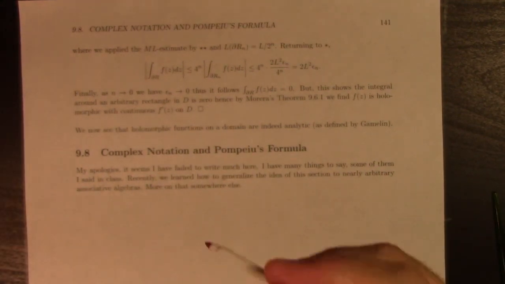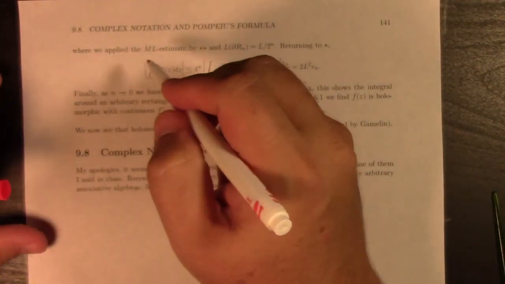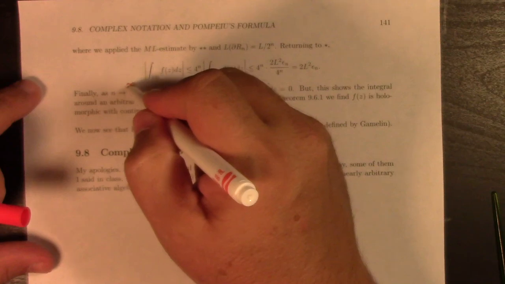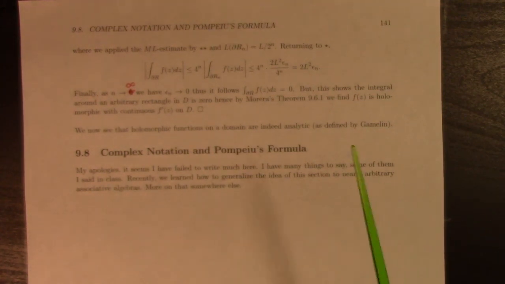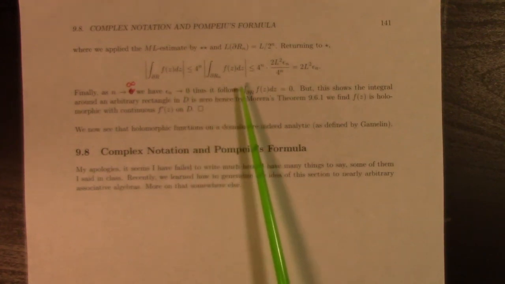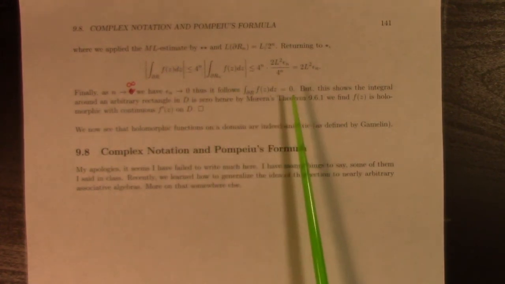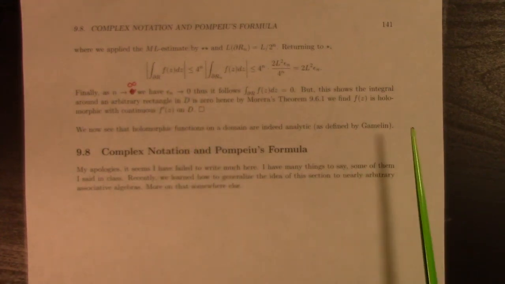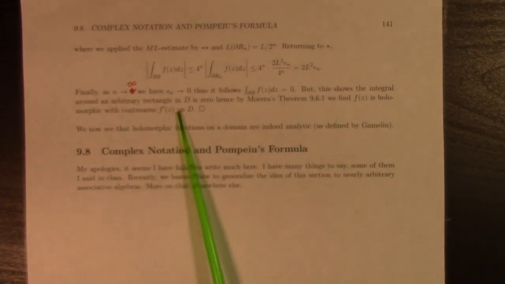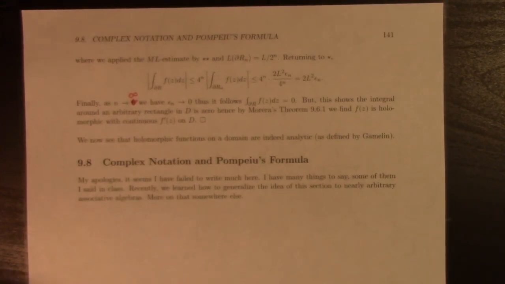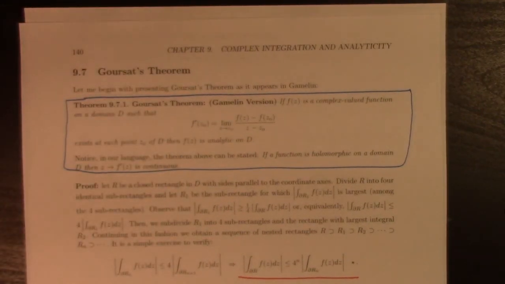As n goes to infinity, we have epsilon sub n goes to 0. And so it follows that the integral around the rectangle is 0. But this was an arbitrary rectangle. So we have met the criteria of Morera's theorem, and so we find f of z is holomorphic with continuous derivative on D. And that, my friends, is why it is not damaging to assume that the complex derivative is continuous. It's actually for free.